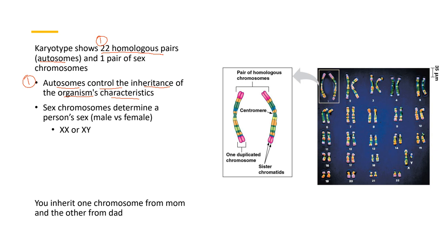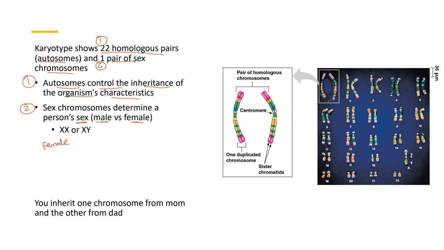And then the other pair is a pair of sex chromosomes. Okay? So sex chromosomes are going to determine that person's sex, whether you're male or female. If you're two X's, this is female, two X chromosomes. If you're a male, you have an X and a Y.